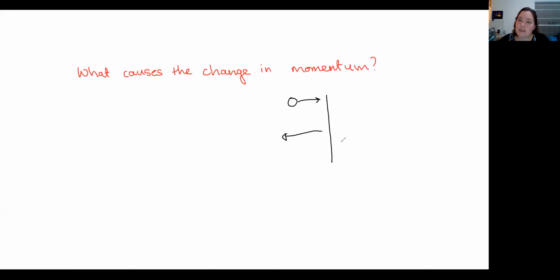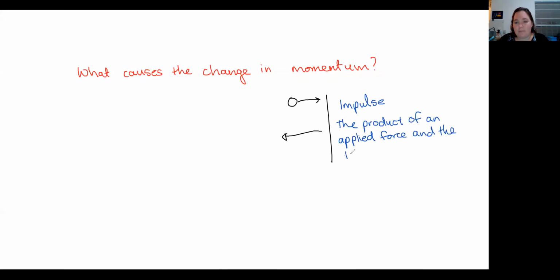And the answer is the thing that causes the change in momentum we call impulse. An impulse is the product of an applied force and the time for which it acts. Now, keywords here, you've got to have the idea that it's force and time, but more importantly, that it's the product of the two.